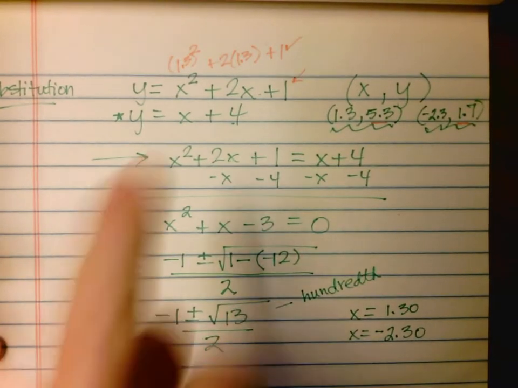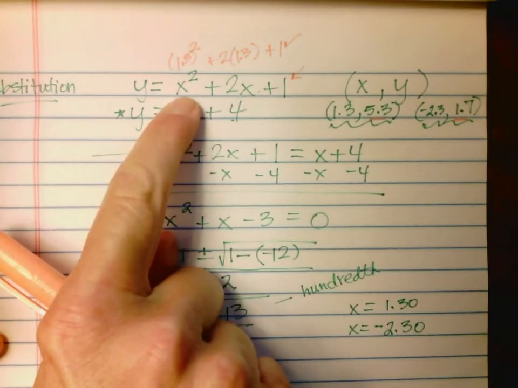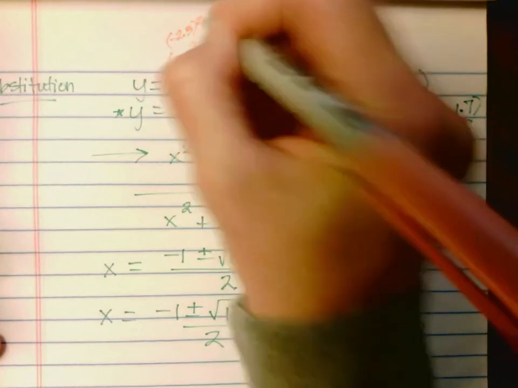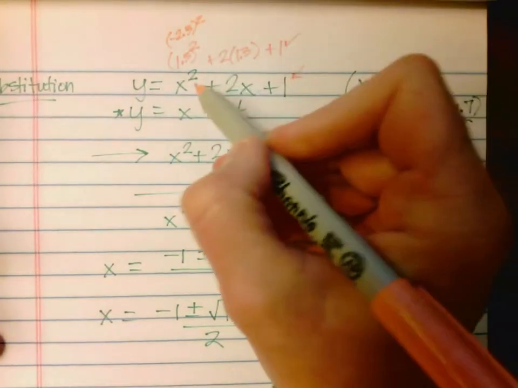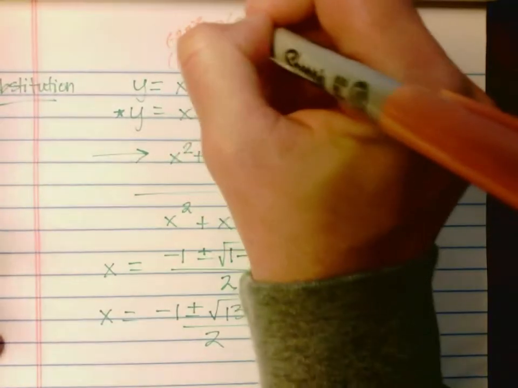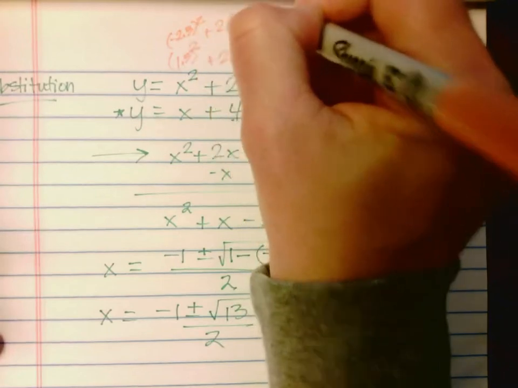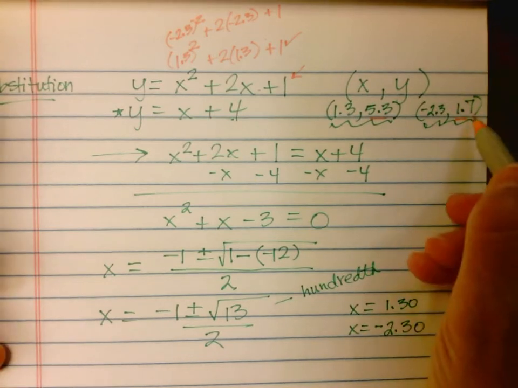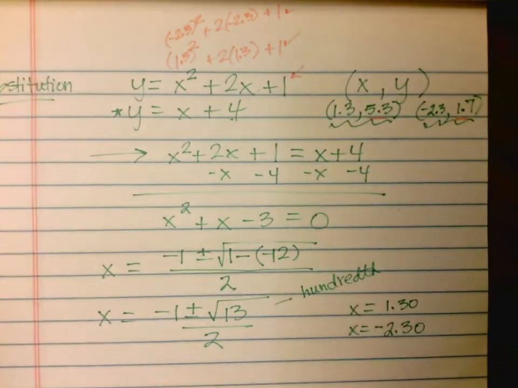So now the next one, I'm going to put negative 2.3, and I'm going to put it in parentheses because when I square a negative, I want to make sure I always put that value in parentheses. Let's see if the value of negative 2.3 works. Negative 2.3 squared plus 2 times negative 2.3 plus 1. I get 1.69, which rounds to 1.7.